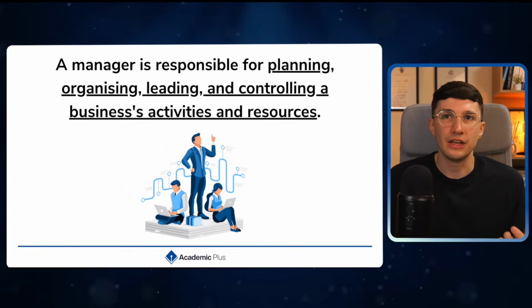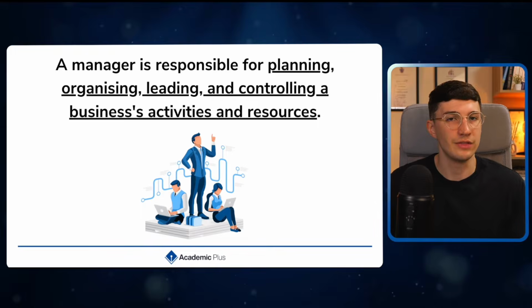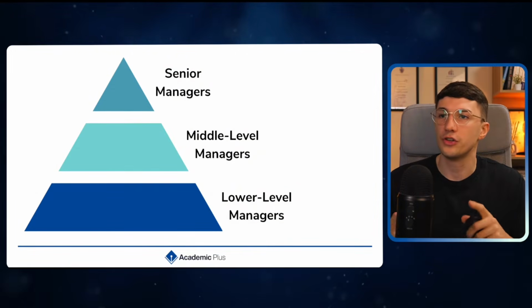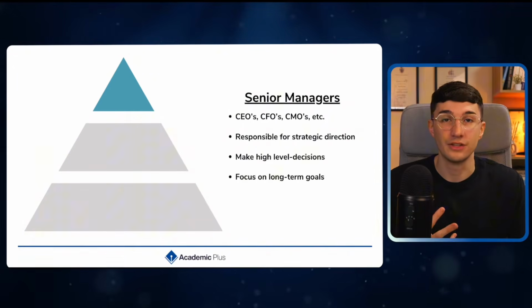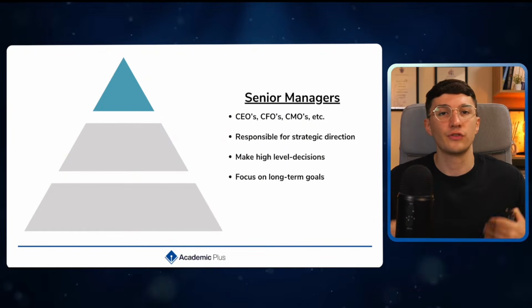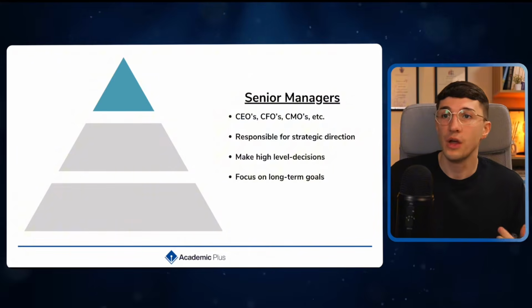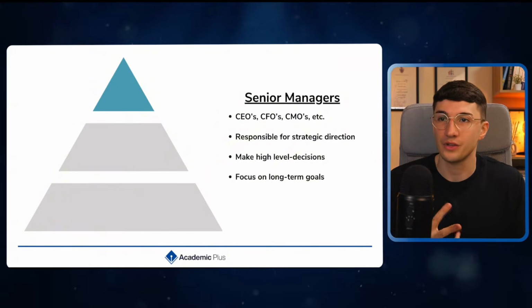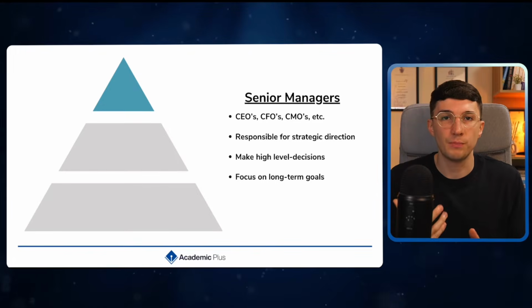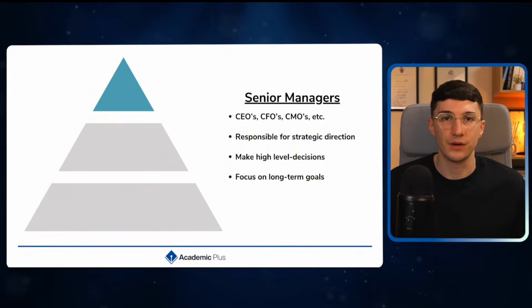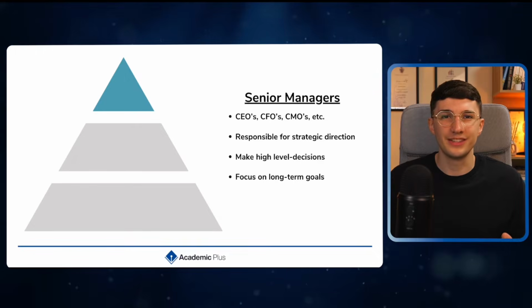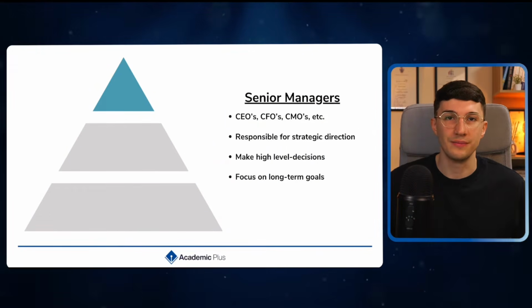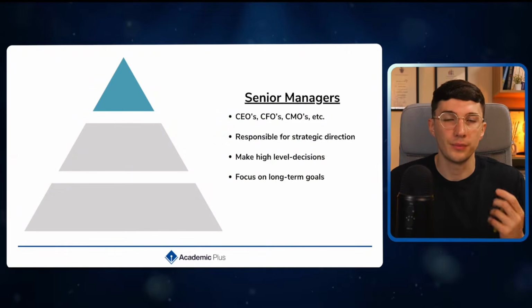Now with a manager, it's more of a job title and a position within the organisation, and we've got three different levels. We've got your senior managers, middle managers and your lower managers. Now your senior managers are those at the top of the organisational hierarchy, so people like your CEO, your chief financial officer, your chief marketing officer. And these guys are mainly responsible for the strategic decision making of the business. And what I mean by strategic decisions is that these are decisions that impact the business's long-term strategy. So they'll be mainly focused on the long-term goals of the business.